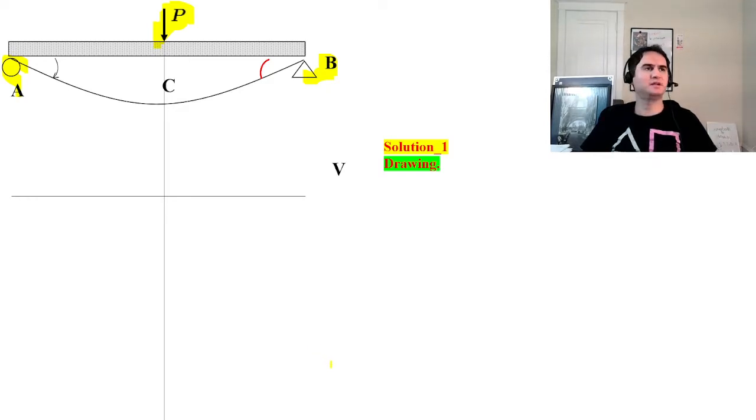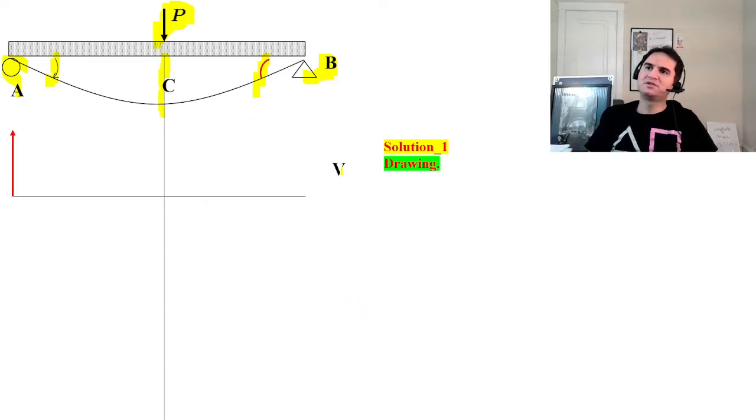We want to calculate again a delta maximum which happens at C due to the symmetry of the structure, and also theta A and theta B. And most probably due to symmetry they are identical to each other. But we can have an intuition by looking at the structure at the beginning. So let's see how that goes.